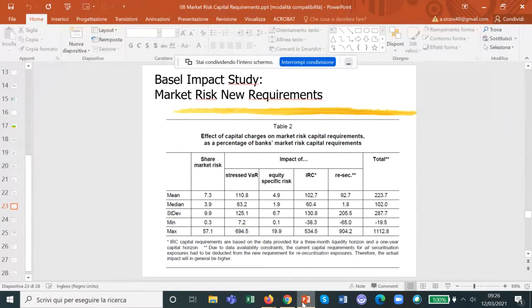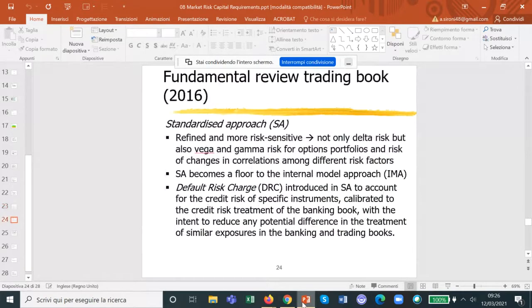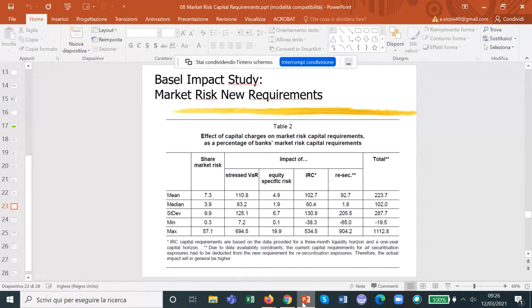Together, all these innovations led to basically an increase. If you had, for example, 100 of capital requirement for market risk in 2012, the new regime would bring your capital requirement for market risk to 323.7, i.e. a 223.7% increase. So a very significant increase, okay? Okay, this happened after the great financial crisis.